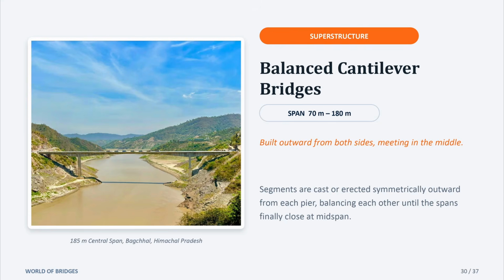Balanced cantilever bridges. For 70 to 180 meter spans, you get balanced cantilever construction. Segments are cast or erected symmetrically outward from each pier, balancing each other like a seesaw until the span finally closes in the middle. This is the 185-meter central span bridge at Bagchal, Himachal Pradesh, designed by Tech Tangent, a genuinely spectacular piece of engineering. Tech Tangent has been honored with the prestigious CEA National Award under the Innovation category in 2024 and the IS30 National Award in 2025 in the Outstanding Structure category.